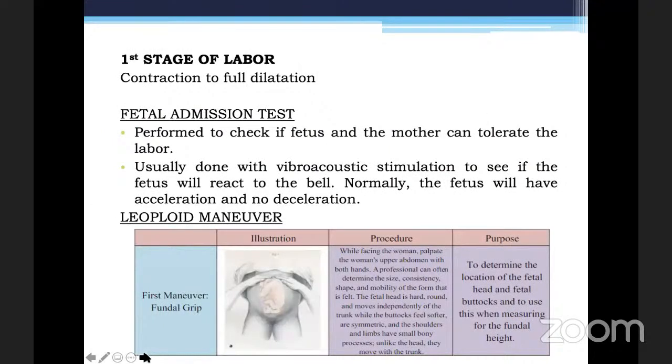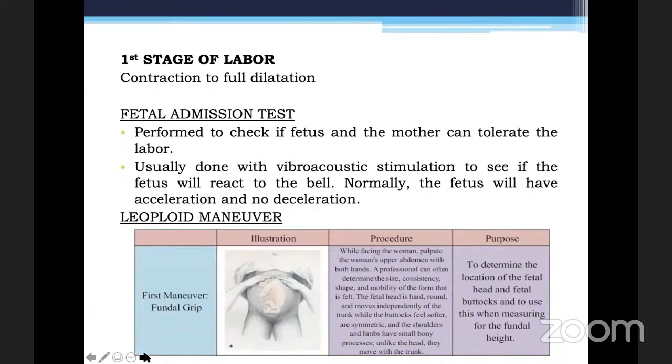So the first stage of labor, contraction to the full dilatation. We have to perform a fetal admission test. We have to check whether the fetus and the mother can tolerate the labor, usually done with vibroacoustic stimulation to see if the fetus will react to the bell. Normally the fetus will have acceleration and no deceleration.